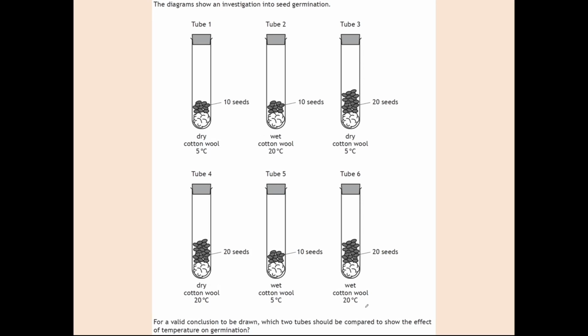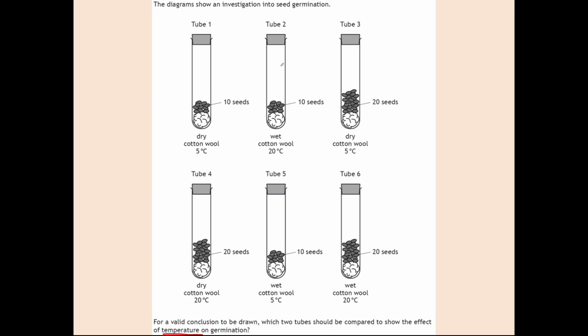Let's have a look at this one. For a valid conclusion to be drawn, which 2 tubes should be compared to show the effect of temperature on germination? So the effect of temperature. Now, if you're looking at the effect of temperature, that is the one thing you're allowed to change, but everything else must be kept the same.